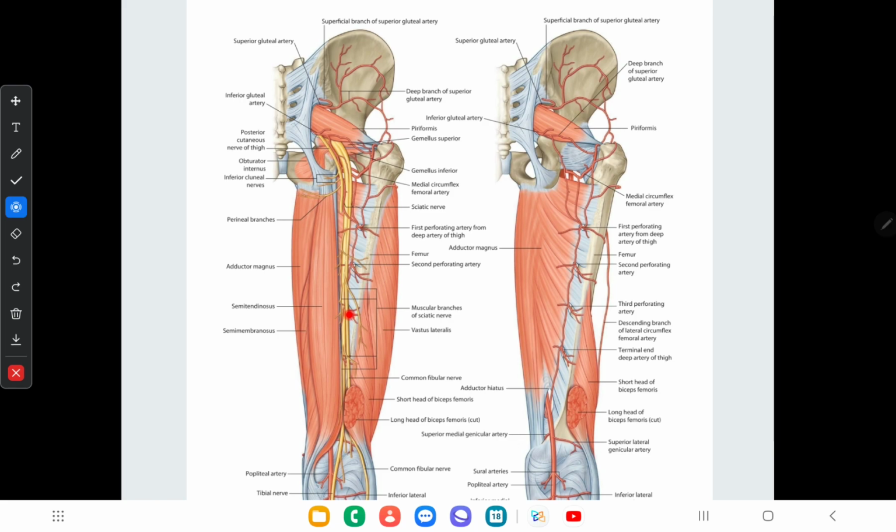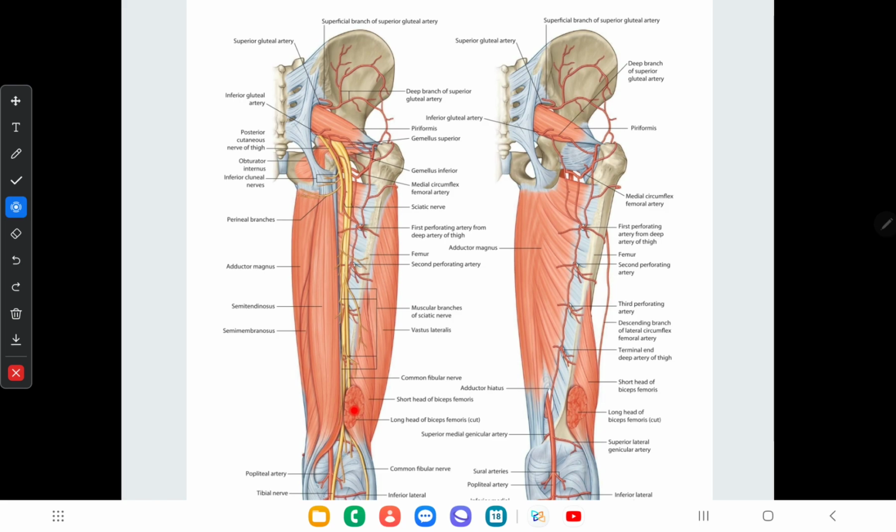After leaving the gluteal region, the sciatic nerve enters the back of the thigh by passing deep to the long head of the biceps femoris muscle. Here you cannot see the biceps femoris muscle because it has been dissected. You can see only the short head of the biceps femoris. The biceps femoris muscle originates from here to here, and this is the semitendinosus muscle. You have the semimembranosus muscle here. So the sciatic nerve enters the back of the thigh by passing deep to the long head of the biceps femoris muscle.